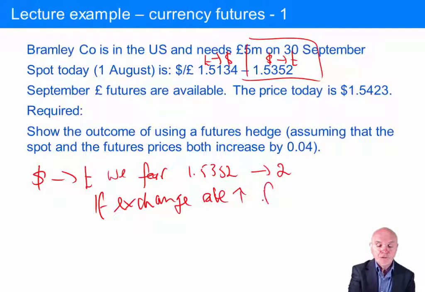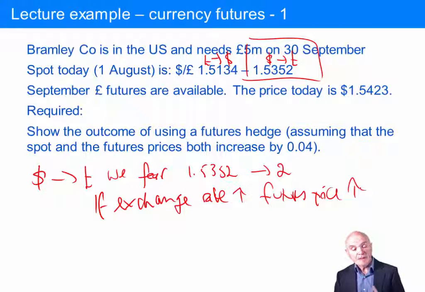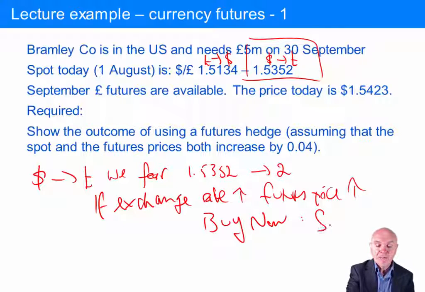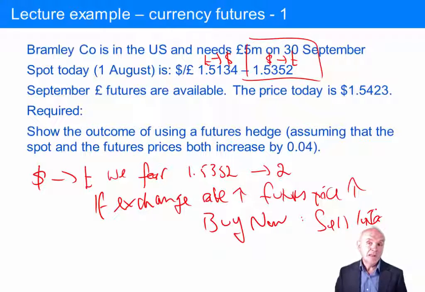Okay, and if the exchange rate rises, goes up, the futures price will go up. So if the exchange rate rises, we're going to be making a loss on the currency we want to buy, and sell futures, so we make a gain on the futures contracts. How do you make a gain if the price of something is going up? The way you make a gain if the price of something is going up is you buy now and you sell later. If the price is going up, you buy now at the lower price and you will sell later at a higher price. You will make a profit.